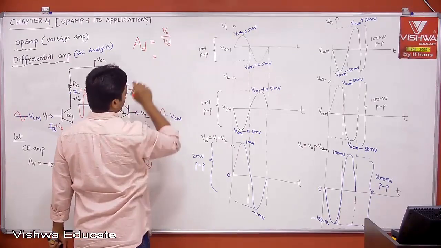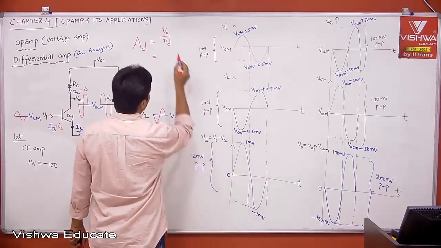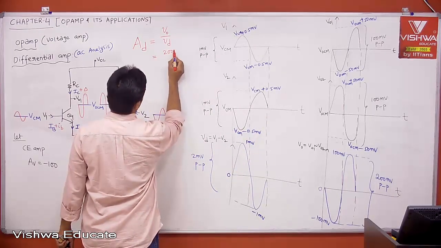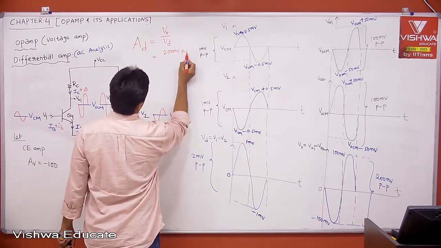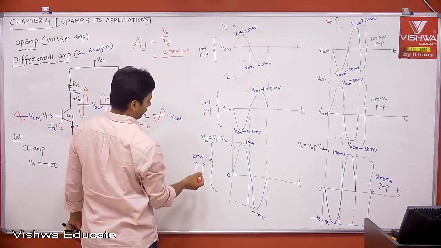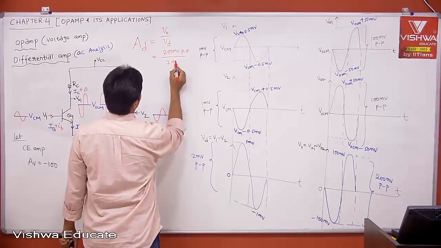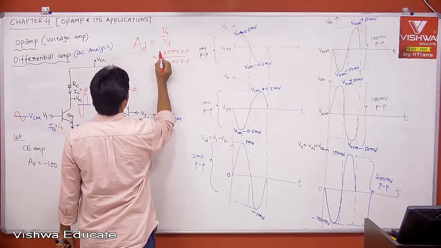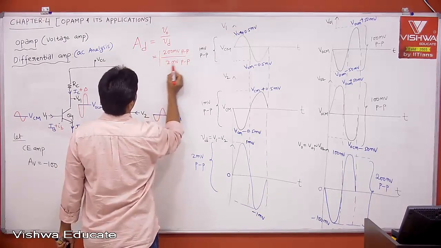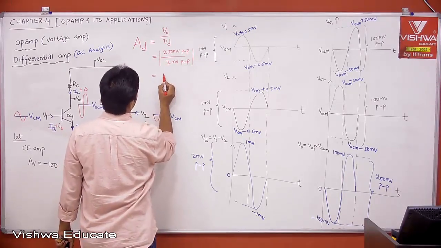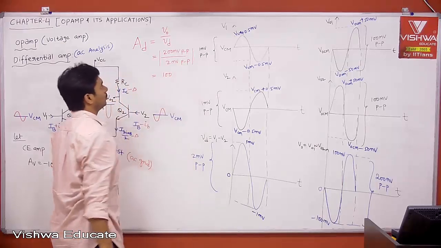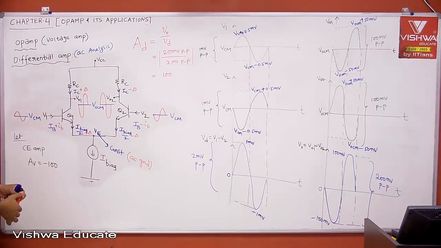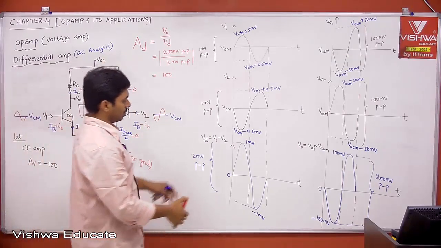Therefore, what is V0? V0 is nothing but 200 millivolt peak to peak divided by, what is VD? 2 millivolt peak to peak. Then what is this? If I take only magnitude, that is your AD. If you take magnitude, therefore, what is this? This is 100 only. What is 200 milli by 2 milli?